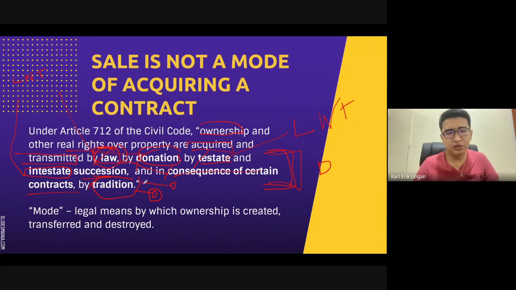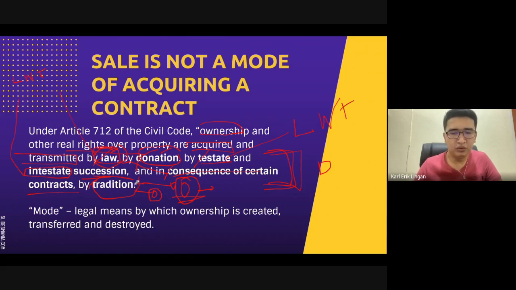So because this is the usual practice, even before nung wala pang law on sales, even before wala pang Civil Code, ang kauna-unang panahon na wala pang sales na sinasabi, paano sila nagbebenta, hindi pa ginagamit ang benta na word, is through delivery. Okay? Paano nagtatransfer ng ownership is through delivery. Kaya hindi siya under the law, donation, intestate, succession, consequence of certain contracts, but by tradition.